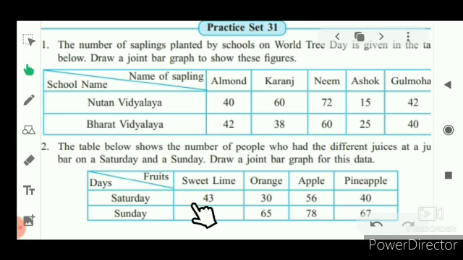On Saturday, the people take 43 sweet lime juices, 30 juices of orange, 56 juices of apple and 40 juices of pineapple. First of all, we will draw the simple bar graph for Saturday. Then we join the bar graph of Sunday on it. Okay, let's see how.